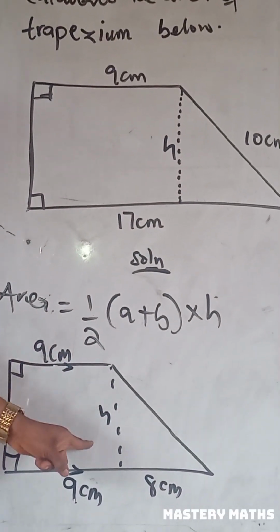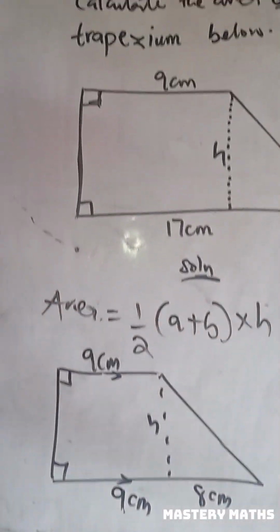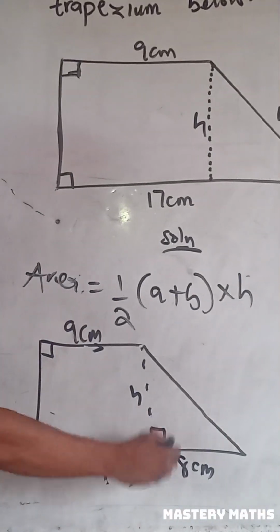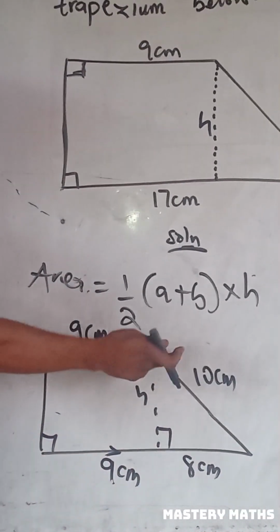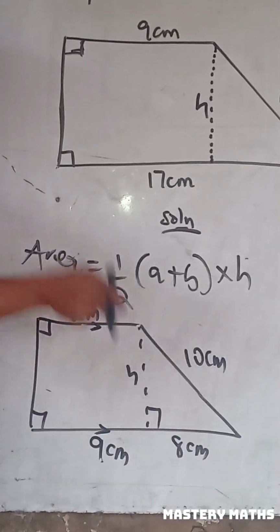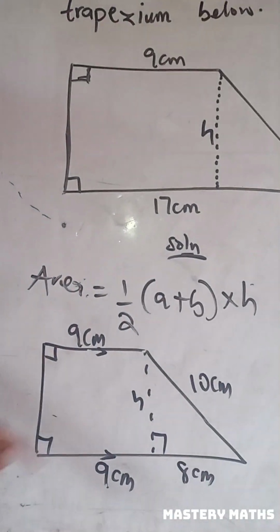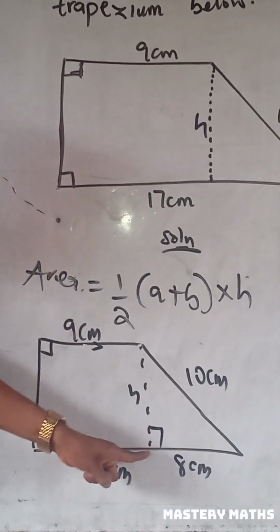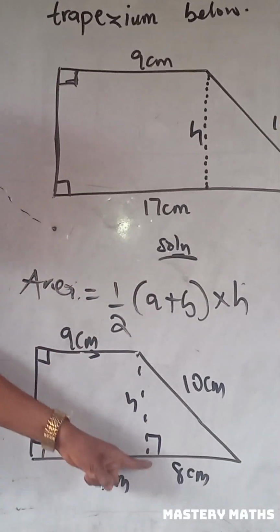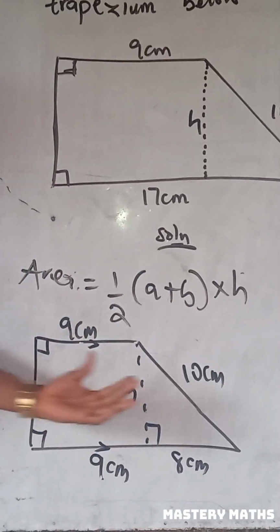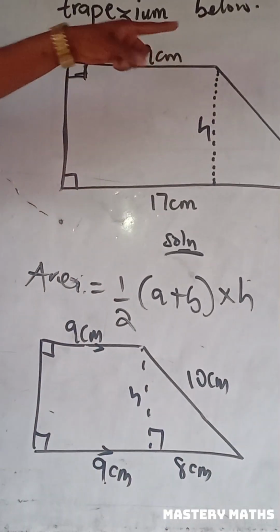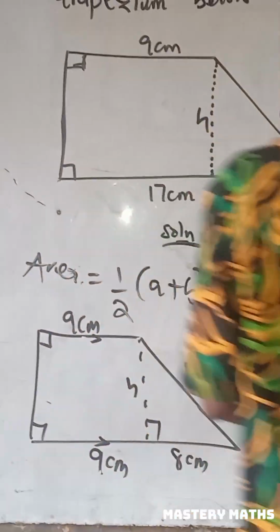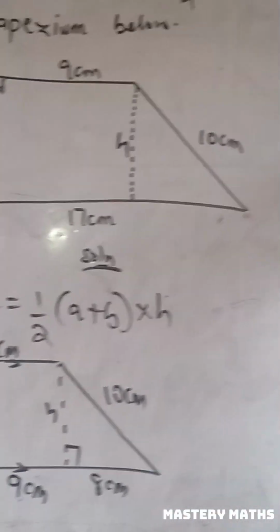Our aim of doing this is to solve for the height. Now here is 10 centimeter. We have 10 centimeter, 8 centimeter. Now how do we get the height? In order to get the height, I want us to extract this triangle we are seeing here. Let's extract it. We are bringing it out. Now look at the board. We'll bring it out here. It will look like this.